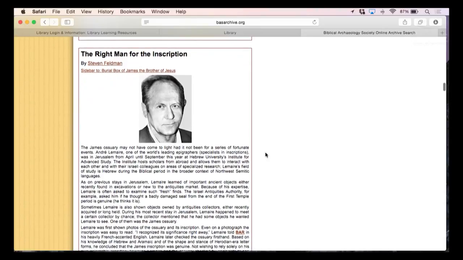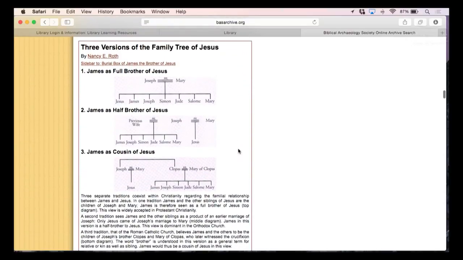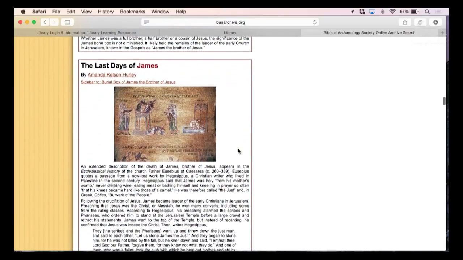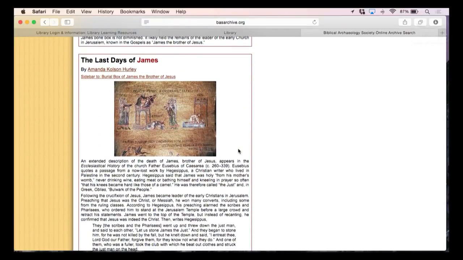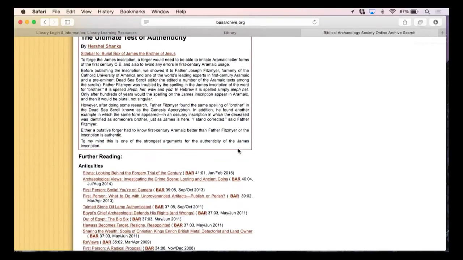And then this, the right man for the inscription, is an article about the man who investigated the inscription, and he is a terrific scholar. Then they have a family tree of Jesus. Then they have a story about the last days of James. So look how much material I'm finding just in this one article.